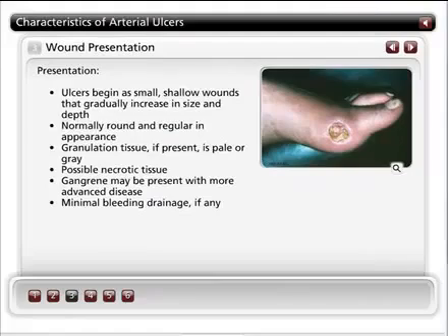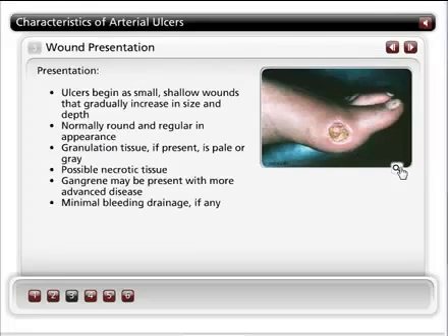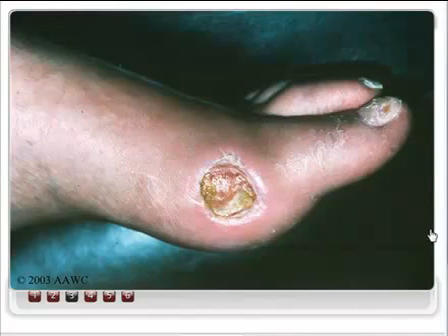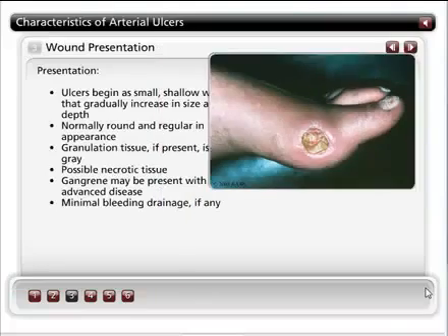Arterial ulcers generally begin as small, shallow wounds that gradually increase in size and depth. Ulcers are normally round and regular in appearance, or conform to precipitating trauma. Granulation tissue, if present, is pale or gray because of decreased oxygen supply. Necrotic tissue is generally desiccated black eschar, but may be yellow if the wound is bandaged in a way that maintains tissue hydration. Gangrene may be present with more advanced disease.